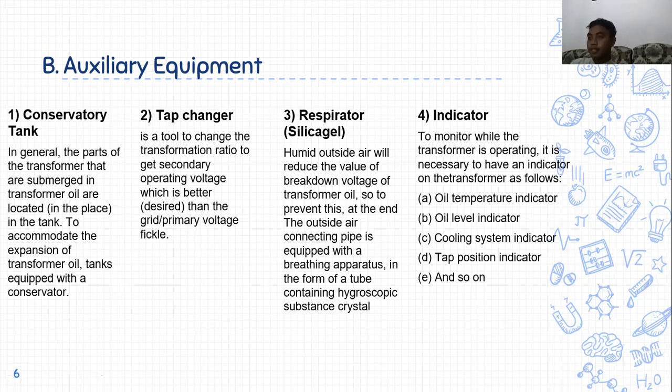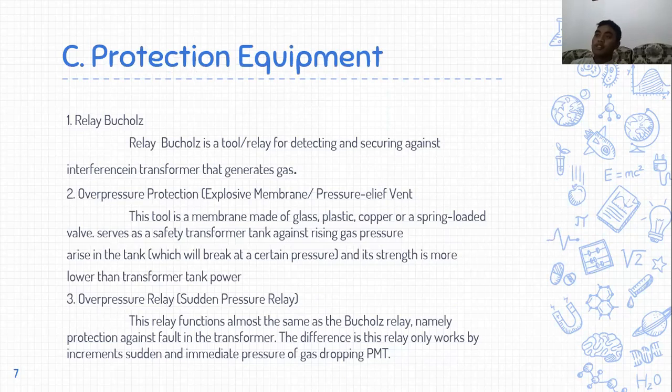Next, protection equipment. The number one in protection equipment is the Buchholz relay. The Buchholz relay is a relay for detecting and securing against transformer interference that generates gas.